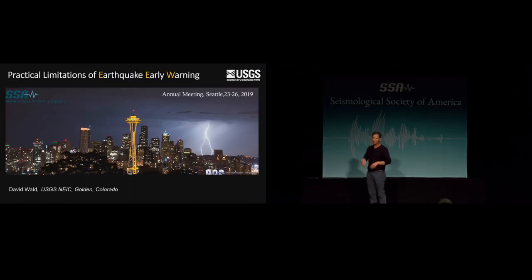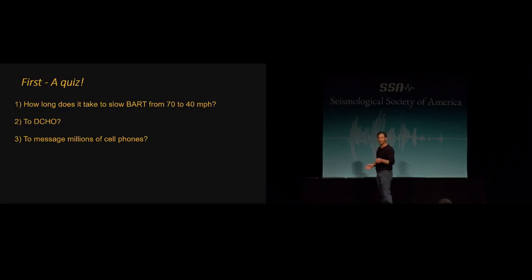All right. Men showed that it's very difficult to get a long warning, especially when you have strong shaking. But it also takes time to get that warning to people, the communication time and the time to react. So it's even more challenging than we have led people to believe. Quick quiz. How long does it take to slow BART down, the train, from 70 to 40 miles an hour, to duck, cover, and hold, to message millions of cell phones? These are all times that are going to slow down and expand the size of our blind zone.